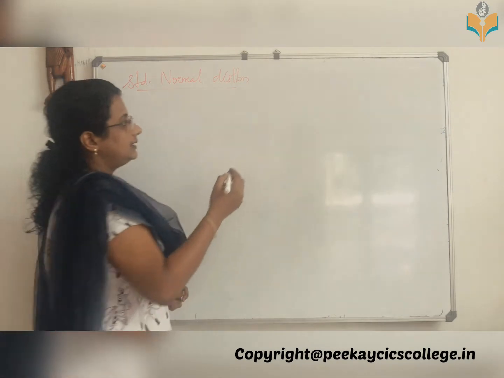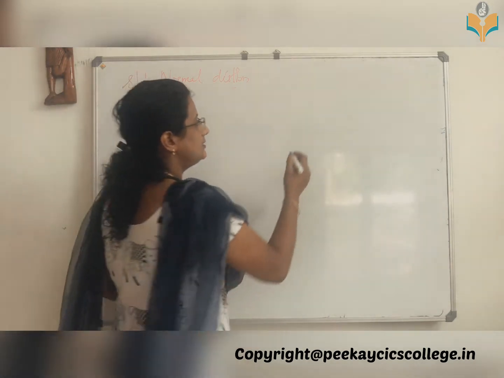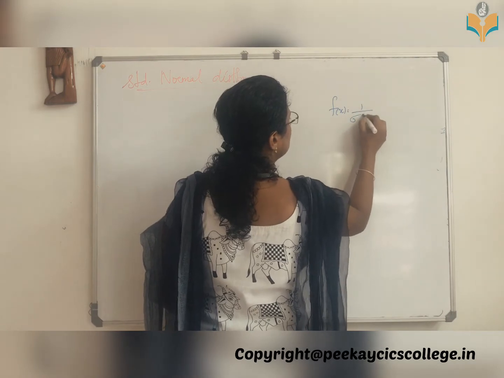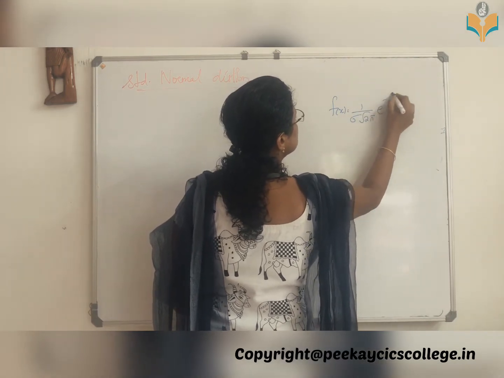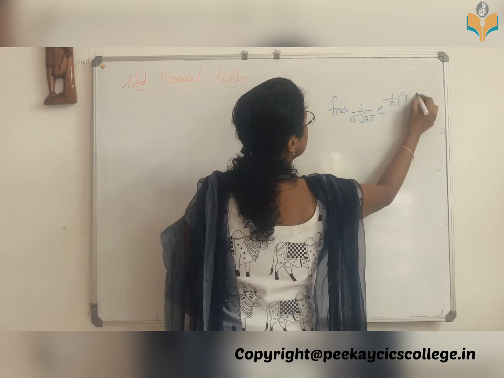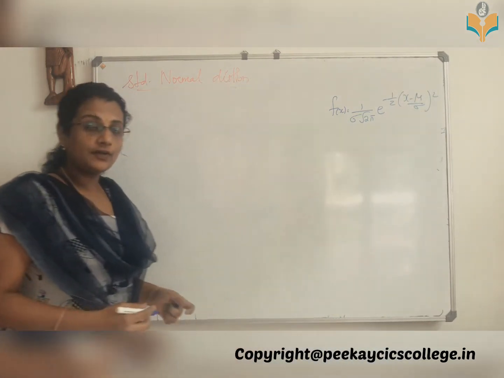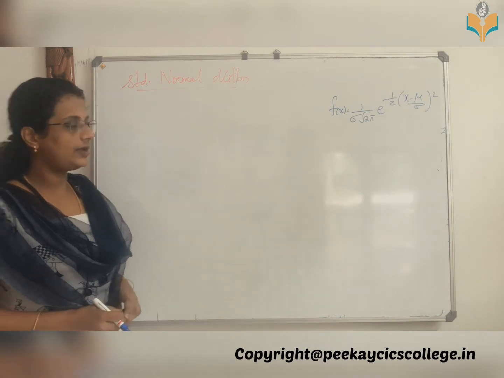What about the PDF of a normal distribution? You have already studied the PDF equal to 1 by sigma root 2 pi, e raised to minus half into (x minus mu by sigma) the whole square. This is the PDF of the normal distribution, right?